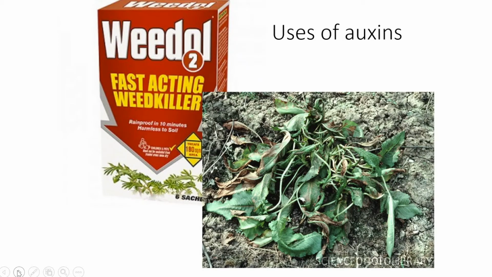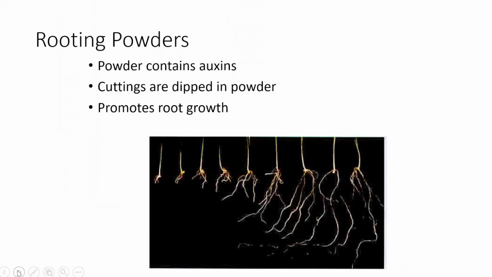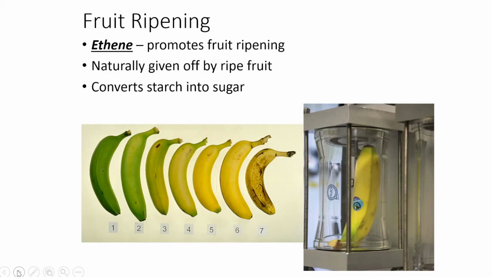Auxins can also be used by us to help us with our gardening. So Weedol, which is a fast-acting weed killer, will actually promote growth in weeds and make them grow so quickly that eventually the plant can't cope and it will die. It's used in rooting powders. So if you're taking a cutting of a plant to make a new plant, you dip the end of the cut part of the plant into rooting powder, and it will encourage root growth very, very quickly, so the plant can start taking up water through its roots and growing.